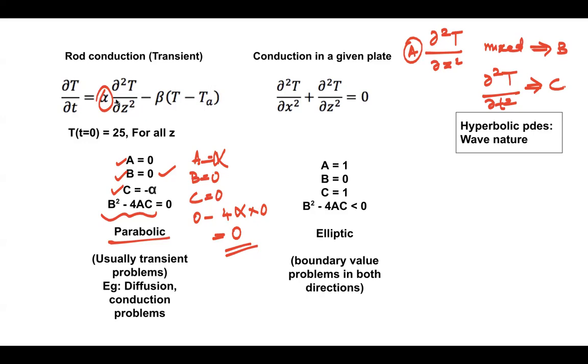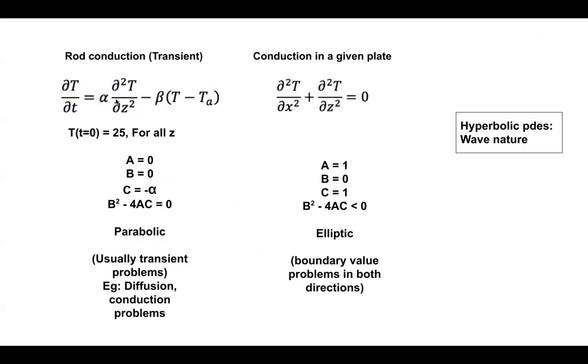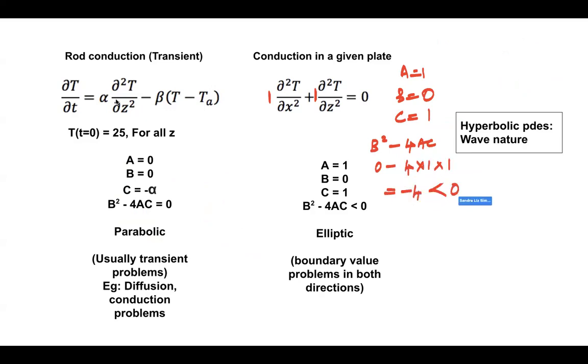Now let us talk about conduction in a plate. In conduction in a plate, you have the two second order terms. So in this case, you can say A is equal to 1, the coefficient. B is equal to 0 because you don't have a mixed term. And C again is equal to 1. So what is B square minus 4AC? This is equal to 0 minus 4 multiplied by 1 multiplied by 1, that is equal to minus 4, which is less than 0. And hence the system is elliptic in nature.